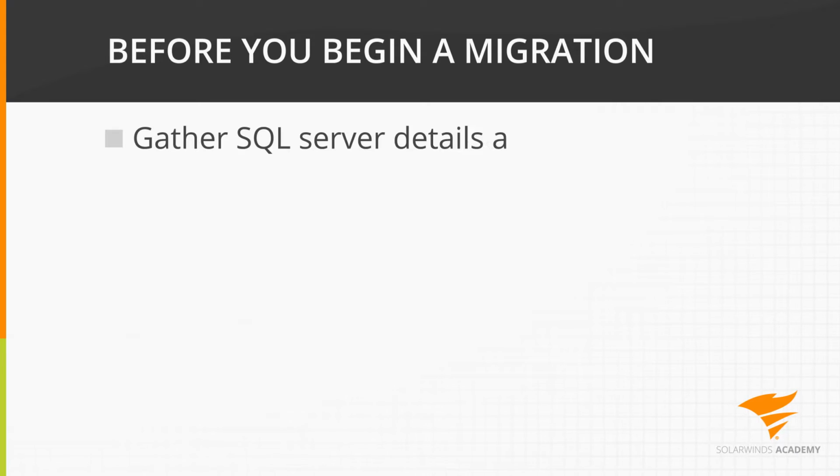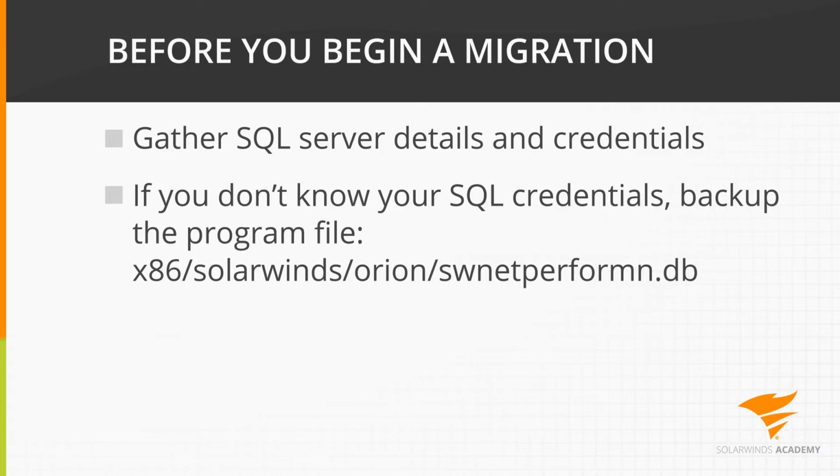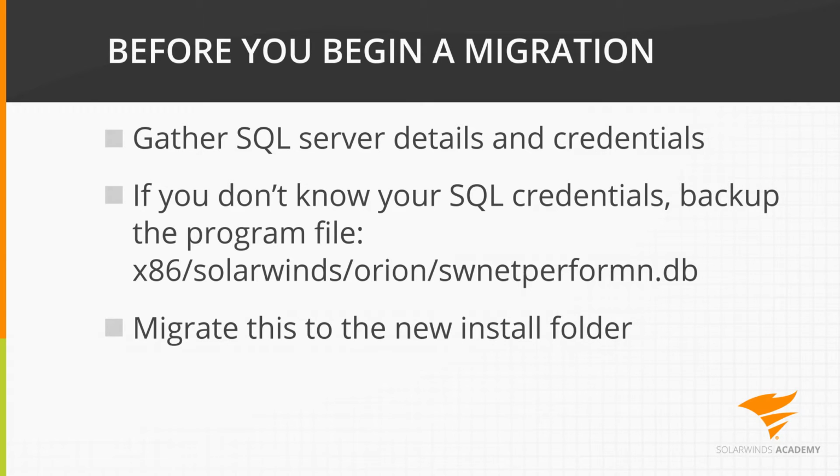First, gather the SQL Server details and credentials for where your Orion Platform database is stored, as you will need them later. If you don't know your SQL credentials, a useful workaround is to first back up the program file x86/solarwinds/orion/swnetperformn.db. Then migrate this to the new install folder, and it will auto-populate SQL Server, the Orion Platform database, and credentials once the configuration wizard runs.